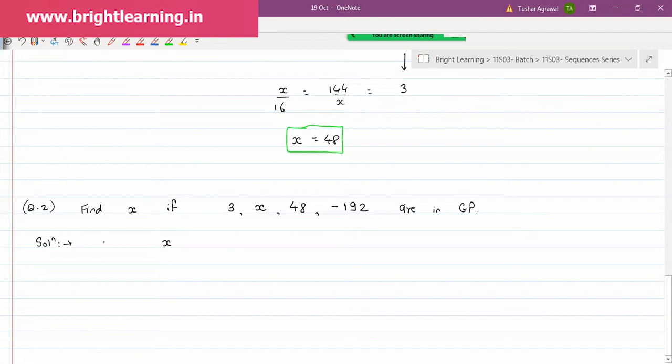So An upon An minus 1, An upon An minus 1. That should be this. This question does not deserve more than 1 minute. x upon 3, 48 upon x, and here minus 192 upon 48. This value we are calculating as the common ratio. This common ratio is turning out to be -4. So x upon 3 is -4, which makes x equal to -12. That's my answer.